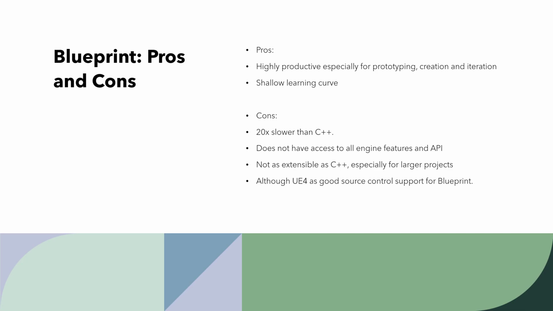And it's still slower than handwritten. It doesn't have access to all engine features and API. It's not as extensible as C++, especially for large projects. Although Unreal Engine 4 has good source control support for Blueprint, has Git, Subversion, Perforce, it is not as good as C++ due to the nature of Blueprint assets, text versus binary.